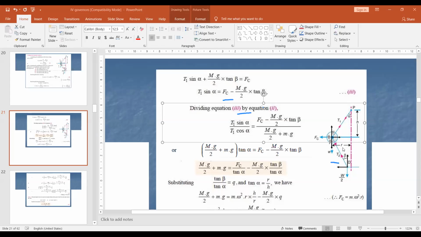Why? Because the opposite side is r and the adjacent side is h. So tan alpha equals r by h, and tan beta by tan alpha equals q, which is a constant. Now we substitute those two values in our earlier equation. So mg by 2 plus small mg equals fc, meaning m omega square r, into h by r, minus capital mg by 2 into q.